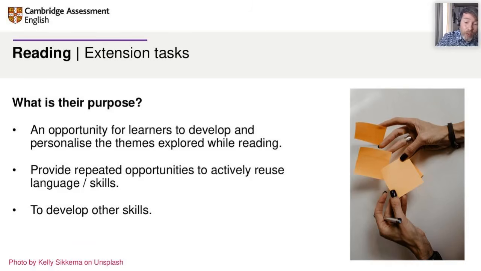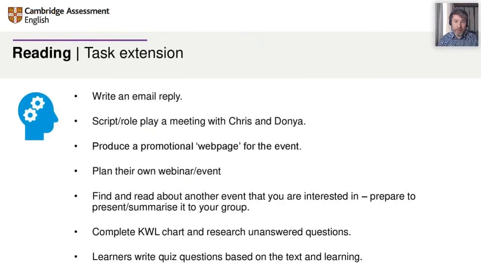Okay, yeah, lovely. Right, I'm going to show you some of my ideas. I think that we might be on the same page. So you could do things like get them to write an email reply. That's something that could be done individually and develop their writing skills. You could get them to script or role play a meeting between Chris and Donia. So that's something with writing. There's some collaboration and also some speaking.